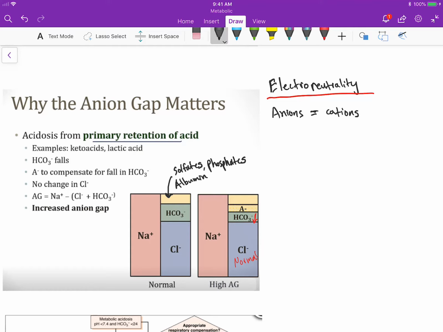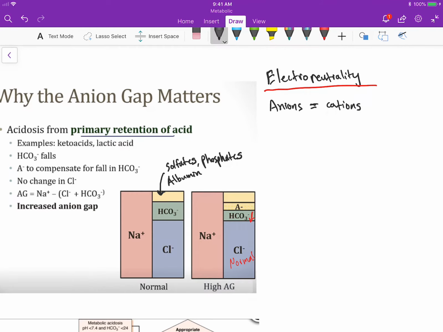The most prominent cation in the body is, of course, sodium. The most prominent anion in the body is chloride, salt. Haha, who would have thought? The next most prominent anion is bicarb. So we have a breakdown of the normal right here, and that's how we derive our anion gap calculation.